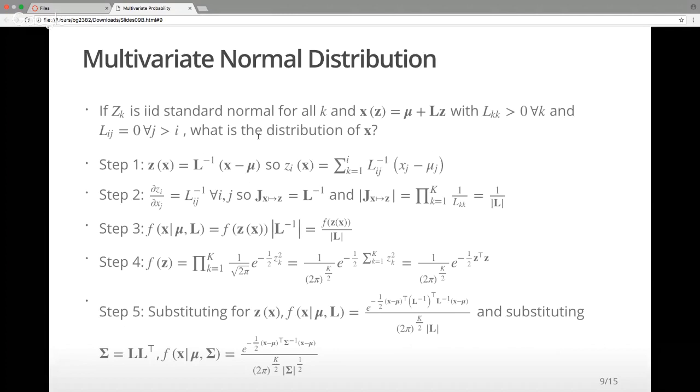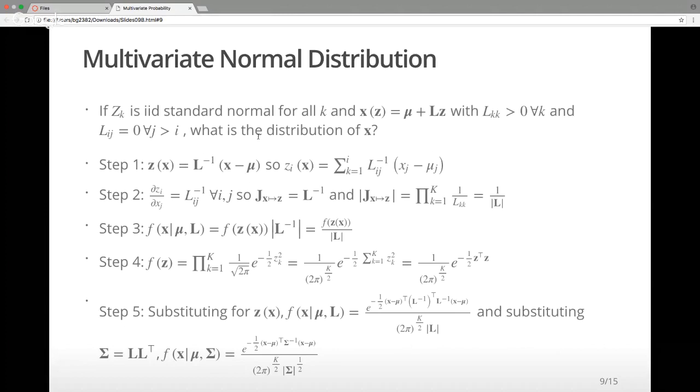Sometimes one form or another is more useful for theoretical purposes, but in terms of using them in Stan, what's going to be most useful is this form here, where we have X PDF conditional on its expectation mu, and this matrix L that is lower triangular and thus easier to work with.